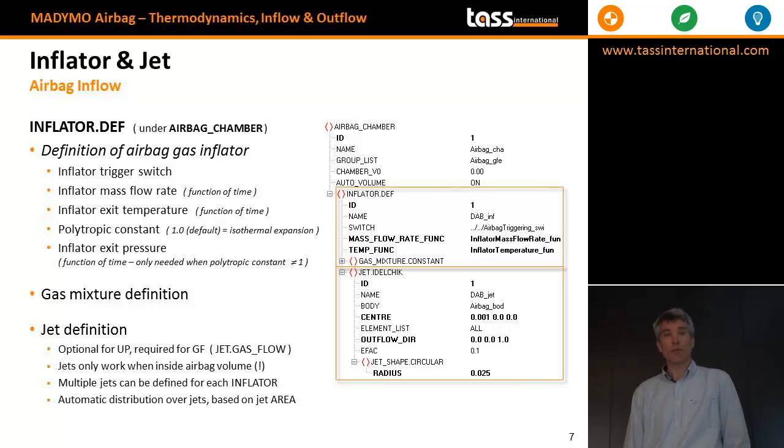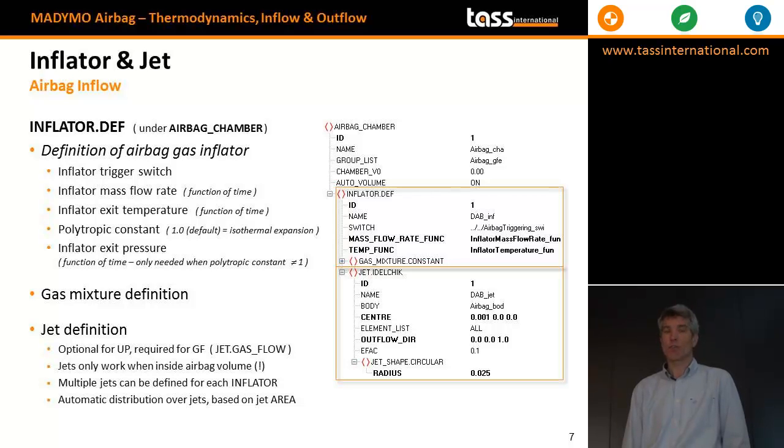Besides the mass flow and temperature, there is also a gas mixture definition. That is the gas brought into the system by the inflator. So that's not generally air. That can be constant in time or can even be variable in time.